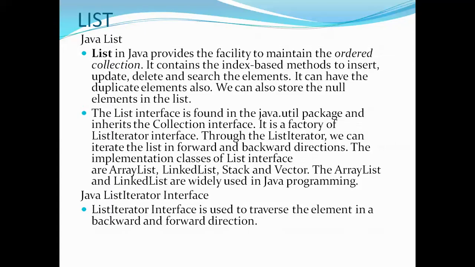Next is list. What is a list actually? List is an interface, a predefined interface in the java.util package, and is similar to the set interface, but the list allows duplicate values, and the elements can be added in both forward and reverse direction in the list. Whereas if you consider a set interface, elements can be added only in the forward direction. And list contains index-based methods to insert, update, delete, and search the elements. And list can also contain duplicate elements, and we can also store null elements in the list.